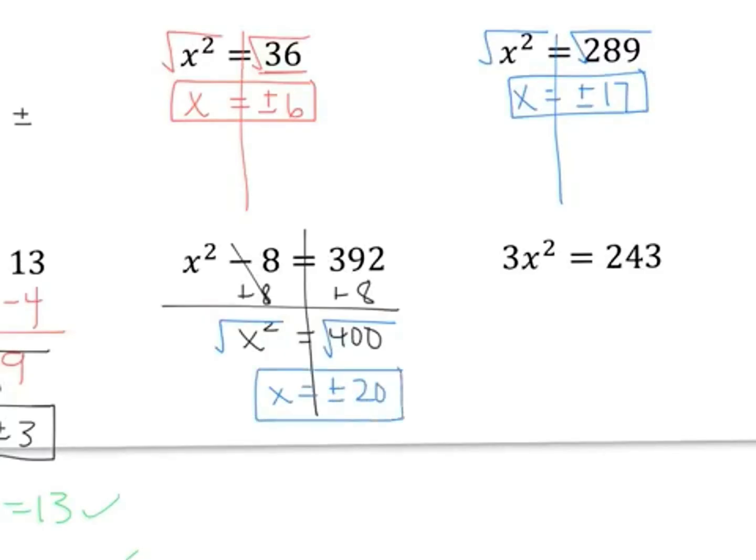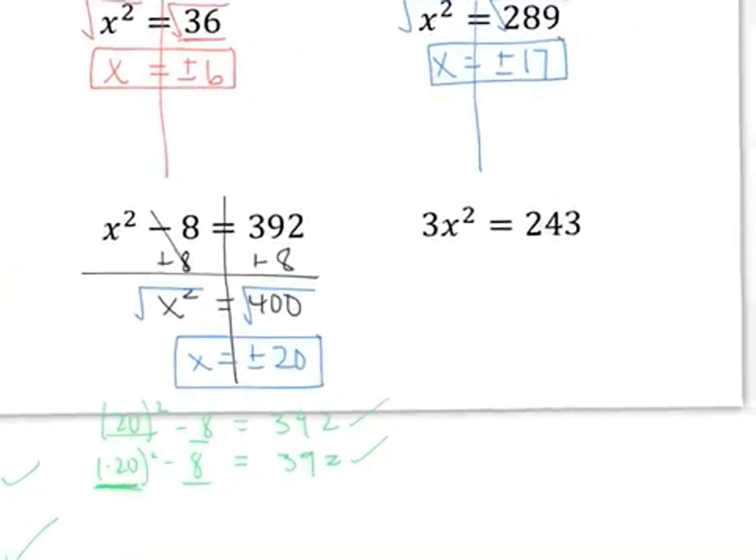And again, we can check our answer, so we'll plug 20 back in for x. And when we do that, we get 20 squared minus 8 equals 392, and negative 20 squared minus 8 equals 392. And 20 squared is 400, minus 8 is 392, so we're good to go on that one. And here, negative 20 squared is also positive 400, minus 8 does equal 392. So we're right. Let's take a look at our last example.